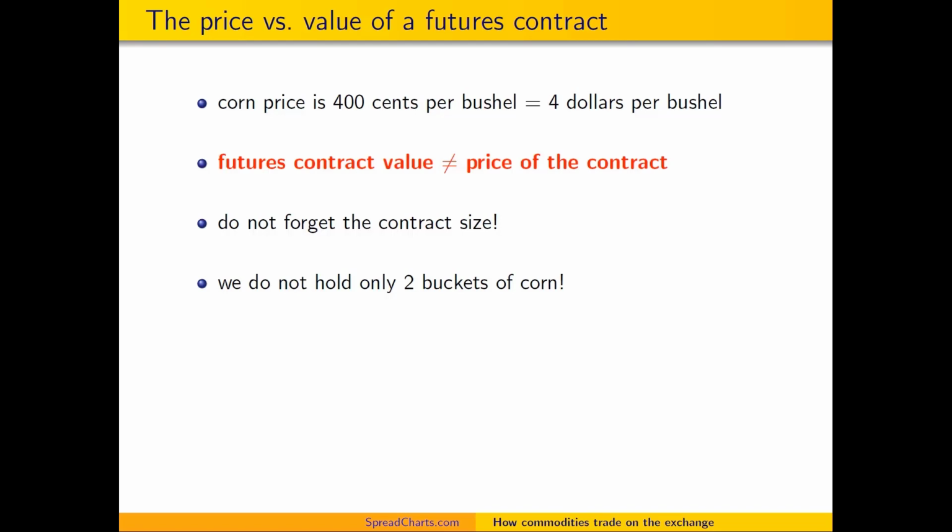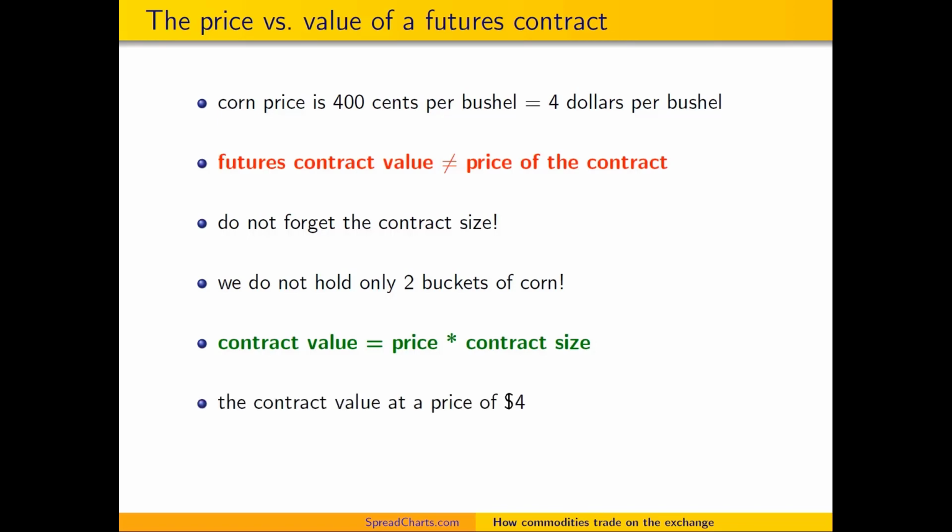The calculation of the contract value is simple. Just multiply the current price by the contract size. We said the price is $4 and multiplying it by 5,000 bushels gives us 20,000 US dollars. That's quite a lot of money, isn't it? Definitely more than $4. Now you understand why the futures contracts are huge.